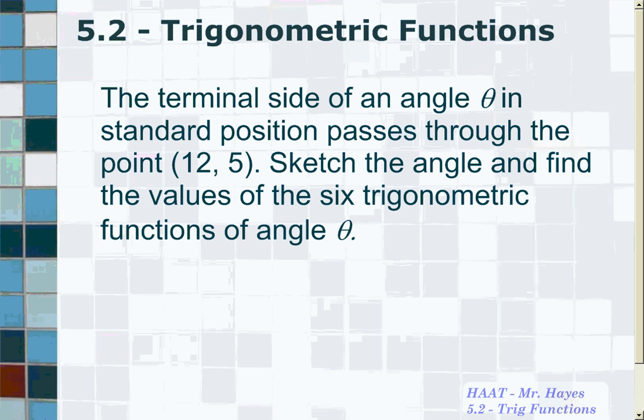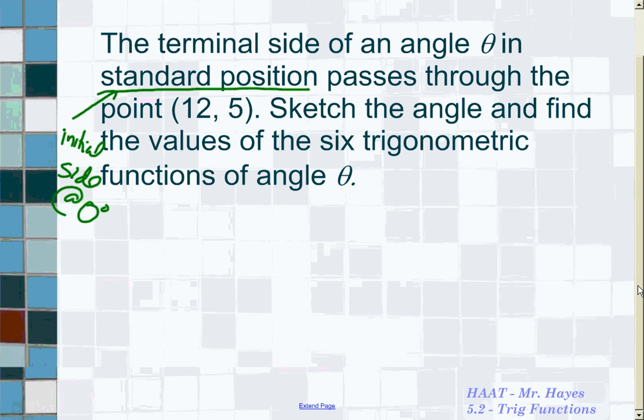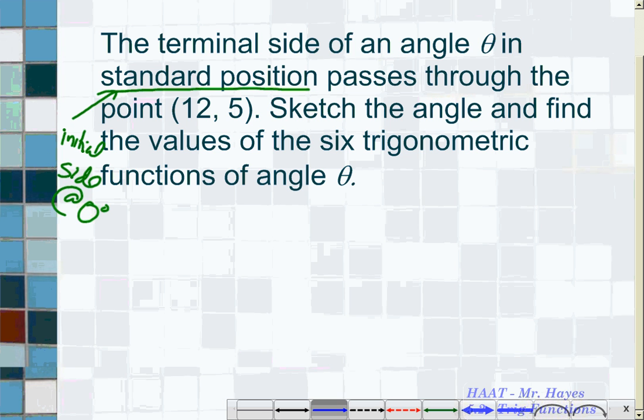The terminal side of an angle theta is in standard position, so that means, okay, I'm going to go in standard position. That means, again, your initial side is at 0 degrees. It passes through the point (12, 5). Sketch the angle and find the values of the 6 trig functions. This is going to be essentially stuff you guys did last year in geometry.